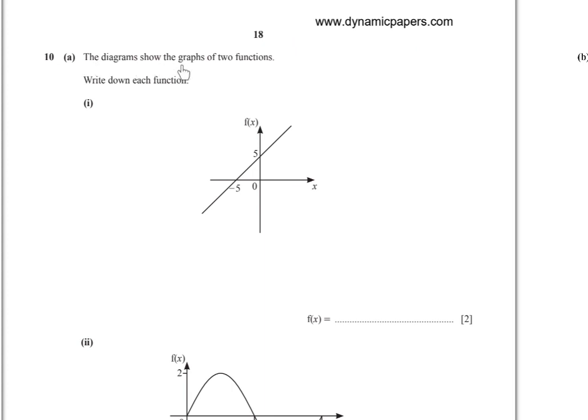10a, the diagram shows the graphs of two functions. Write down each function. For I, we have a straight line. To find the equation of the straight line, y equals mx plus c. C is given to you, which is 5, so c equals 5. To find m, rise over run, so 5 over 5 equals 1. And the line goes up, so the gradient is positive. So m equals 1, so the equation of this line is y equals x plus 5. So f(x) equals x plus 5, because f(x) is y.